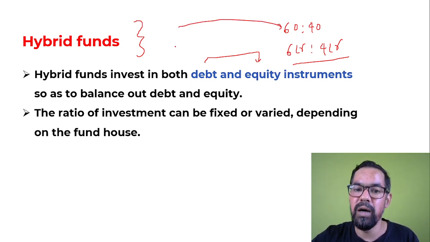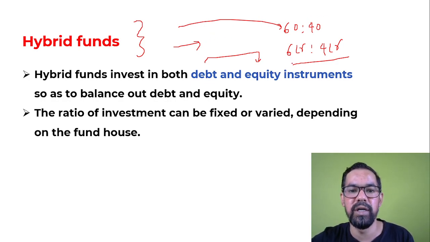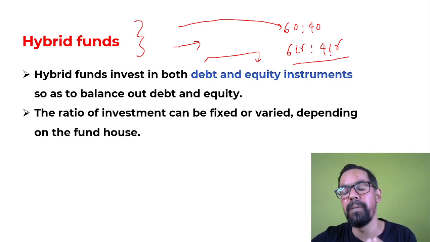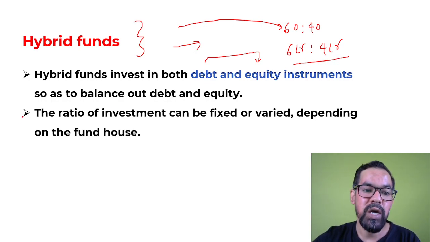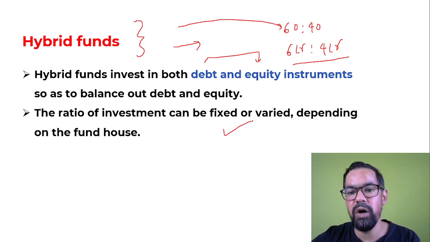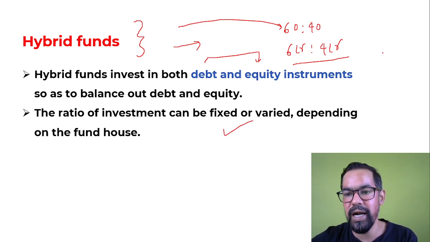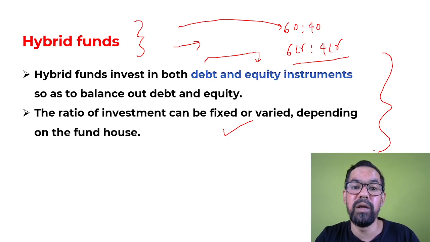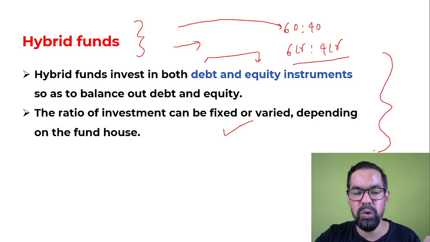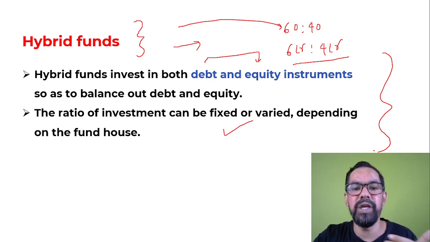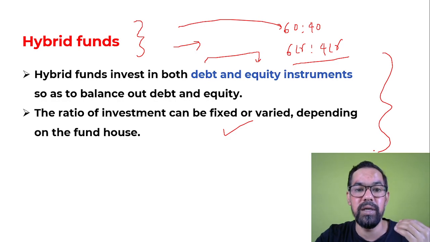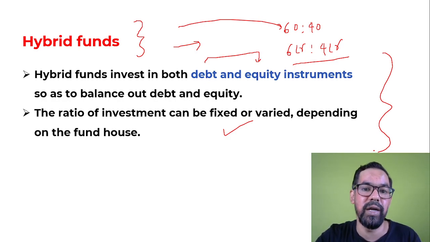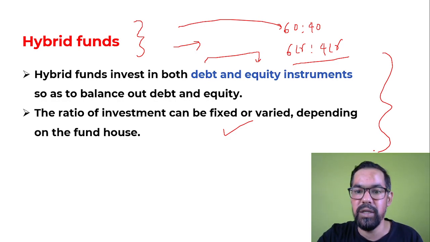If it is minimal risk oriented, they'll go for the opposite one, 60% in debt and 40% in your equity investment. Okay, so the ratio of investment can be fixed or varied depending on the fund houses. That is totally decided, and this kind of decision is generally made by the fund manager only. So hybrid is a combination of equity and debt, where the fund manager makes some combination of equity and debt, and further invests that money in the same ratio as well.